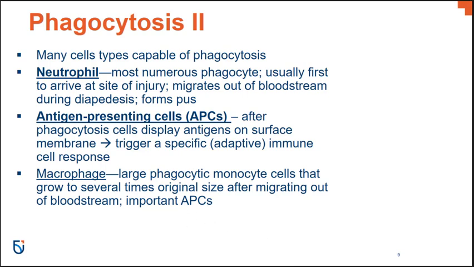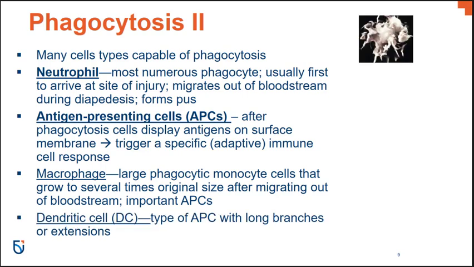Yet another type of phagocyte is called the dendritic cell, which is found in many tissues of the body that have contact with the external environment, such as the skin and mucous membranes. And it's called a dendritic cell because of its many branches. Dendrite means branches. If you think back to nervous system anatomy and those dendrites off neurons, those branches.